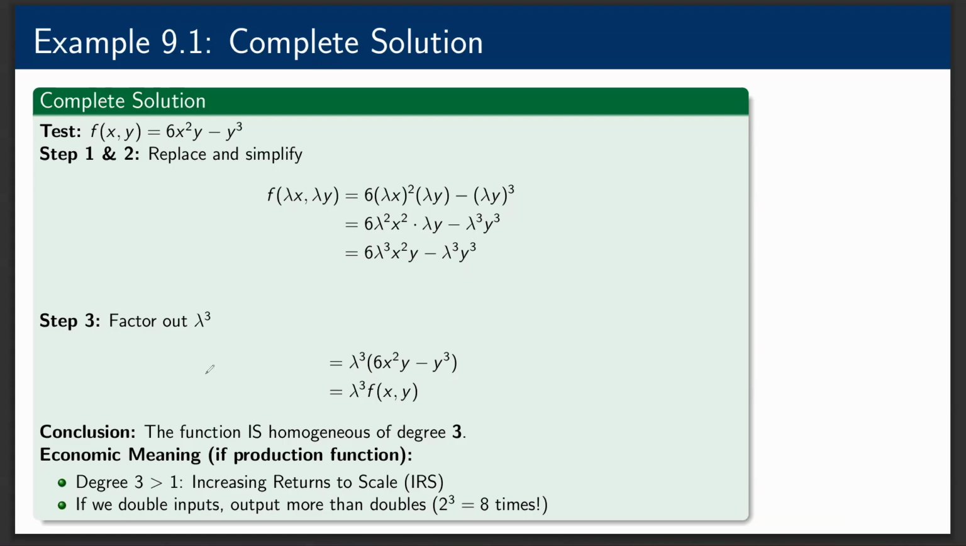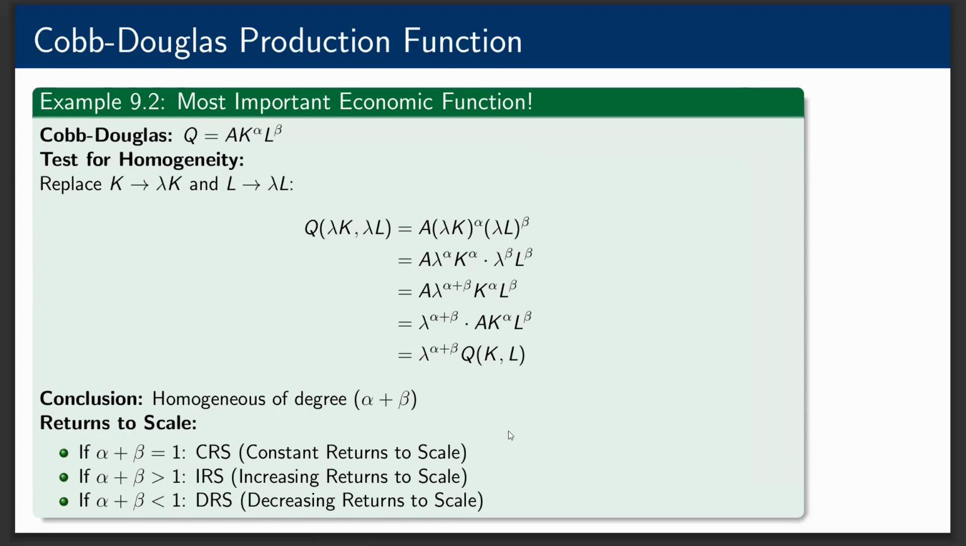Okay, given, degree is 3. If inputs are doubled, then output will be 8 times. It's a Cobb-Douglas production function, A, K to the power alpha, L to the power beta. Increase K by lambda times and labor also by lambda times. So by what percentage will my output increase? Here lambda is factored out.